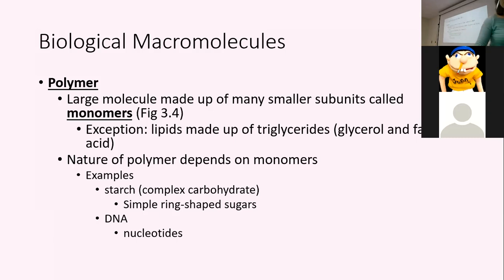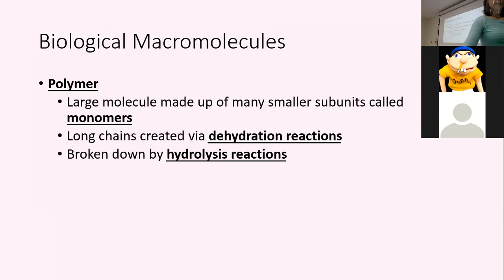Okay, so polymers made of monomers. These polymers are formed and broken by 2 specific kinds of chemical reactions. These polymers are long chains of monomers. These monomers are connected to each other through dehydration reactions. So one monomer is attached to another monomer in a dehydration reaction. Subsequently, when polymers are broken down, one monomer is broken off of another monomer by a hydrolysis reaction.